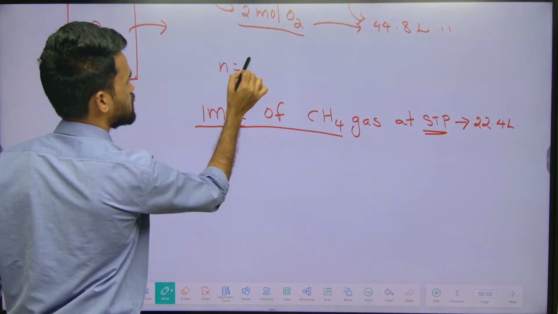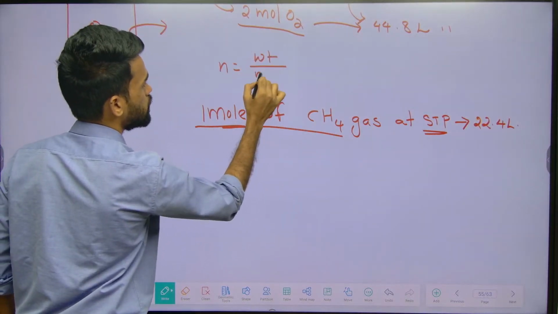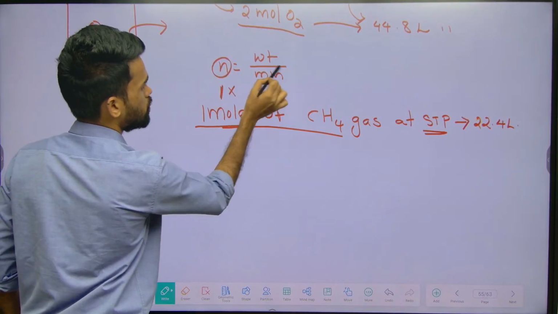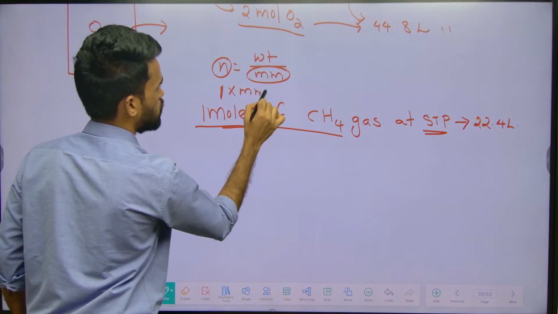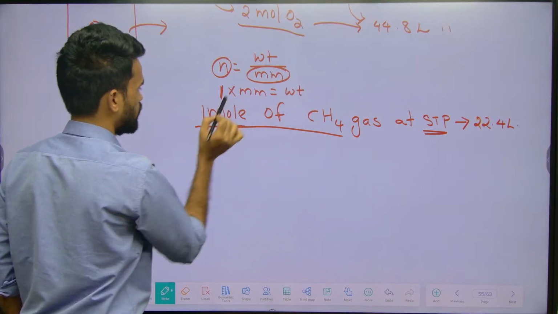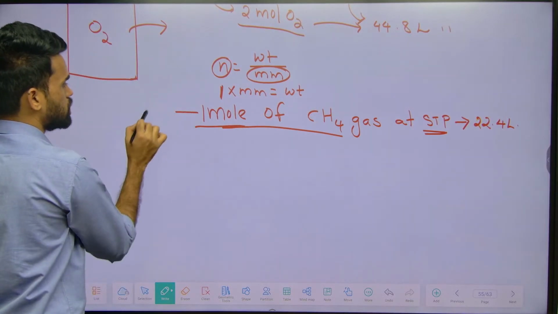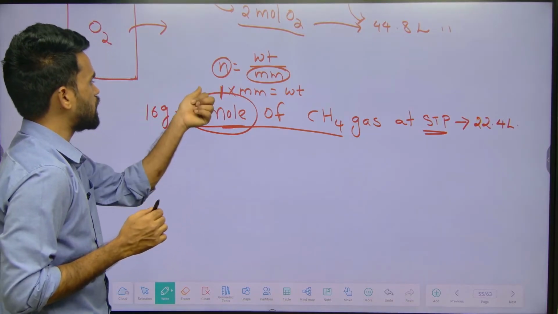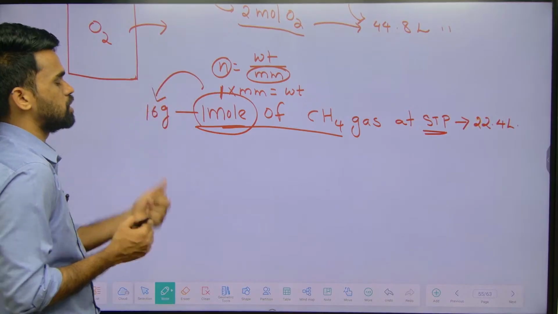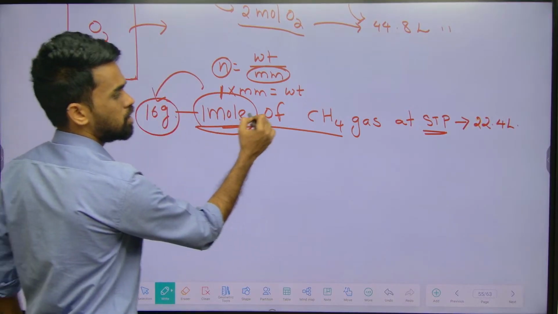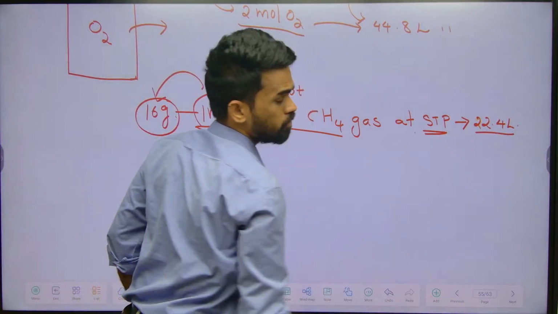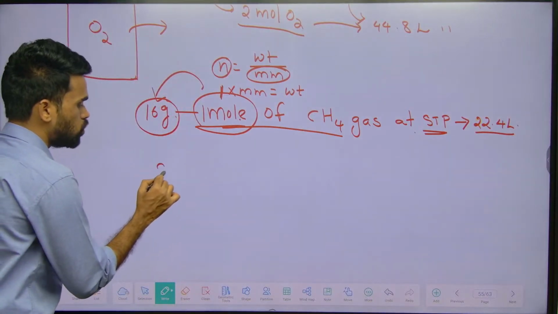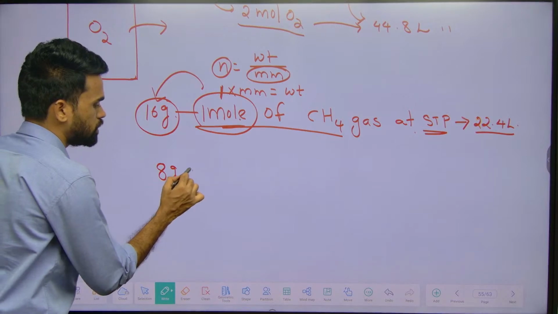Number of moles is nothing but weight of substance by molar mass. How many moles did I mention? 1 mole. So 1 mole into molar mass equals the given weight. What is the molar mass of the substance? 16 grams. So instead of saying 1 mole of methane, I can also say 16 grams of methane. So 16 grams of methane at STP occupies how much volume? 22.4 liters.